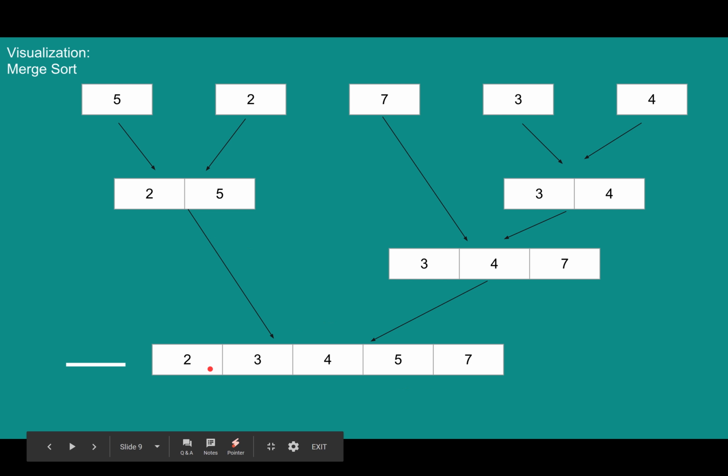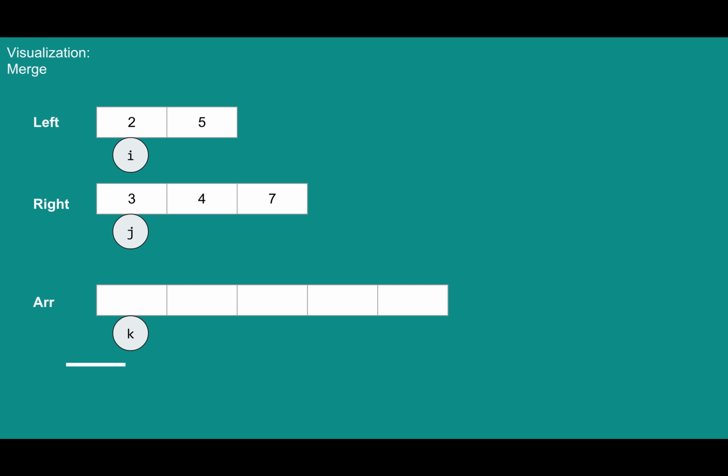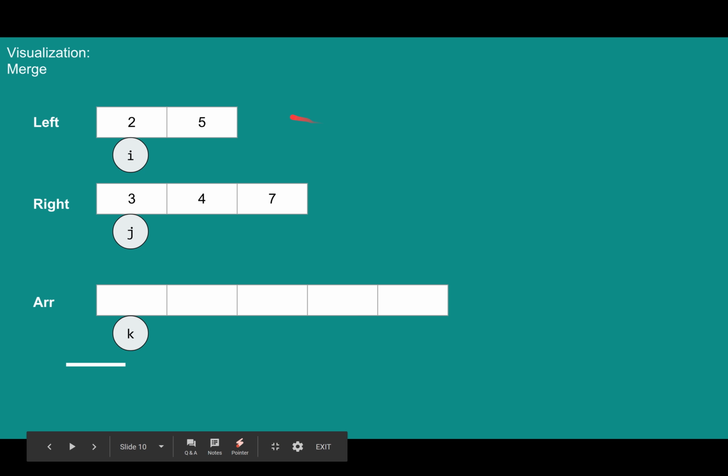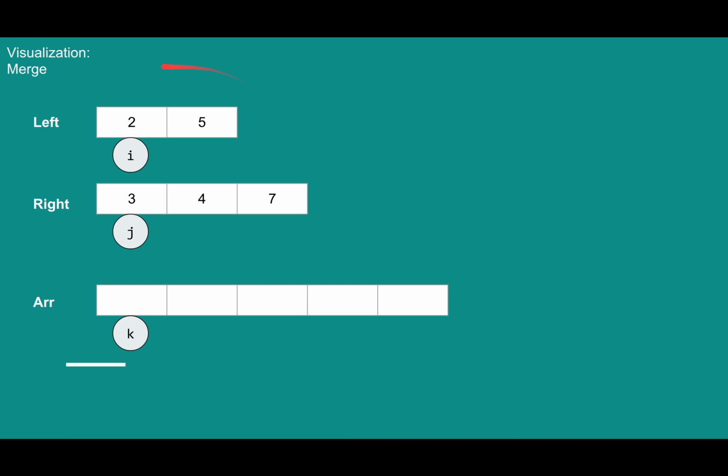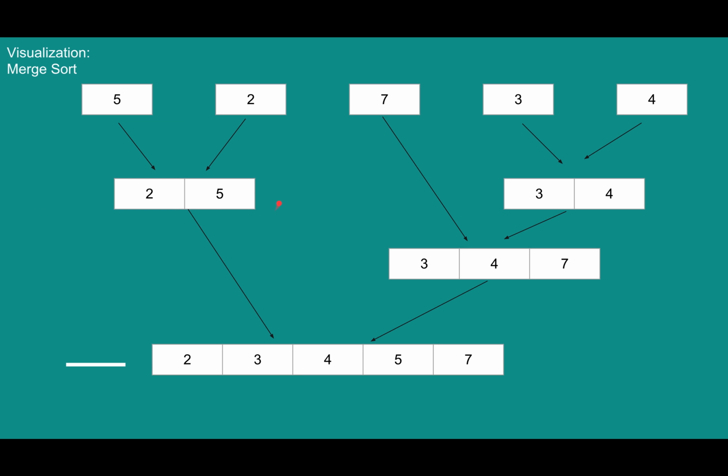So it makes sense, but how do we actually perform the merge? Well, we can step through it. I thought the best example would be the one with the largest subarrays from the last slide. So I chose 2 and 5 as our left, and 3, 4, 7 as our right. This one and this one, to get our final sorted array.